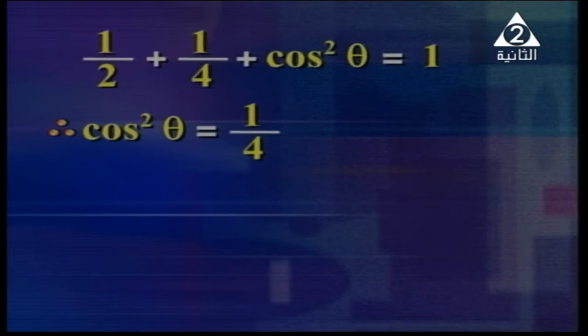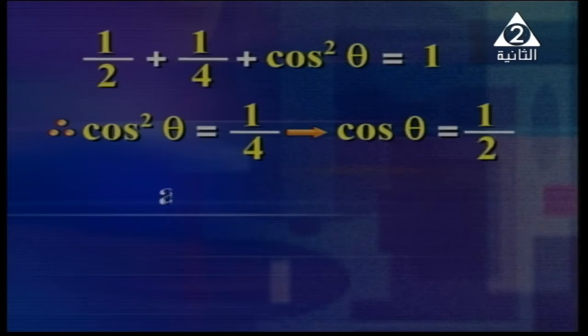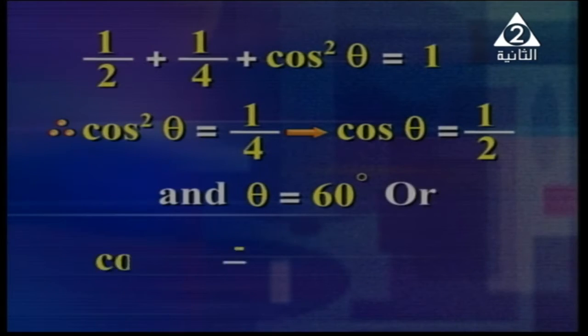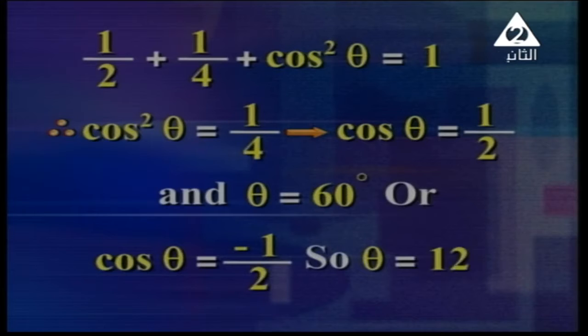Square root of 1 over 4 equals what? Excellent student, cosine theta is positive or negative 1 over 2. If cosine theta equals 1 over 2, in this case theta equals 60. But if cosine theta equals negative 1 over 2, excellent student, theta equals what? 120. Then we have two values of theta. Theta equals 60 when cosine theta equals 1 over 2, but theta equals 120 when cosine theta equals negative 1 over 2.